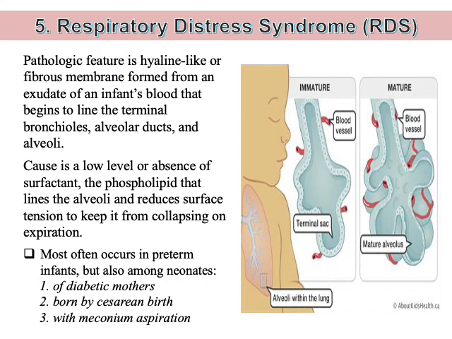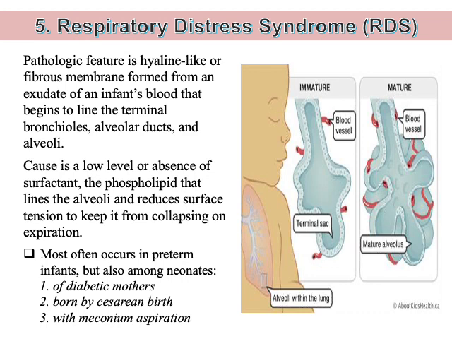Another disorder is respiratory distress syndrome. The pathologic feature of this disease is a hyaline-like or a fibrous membrane that is formed from an exudate of the infant's blood that begins to line the terminal bronchioles, the alveolar ducts, and the alveoli. This so-called membrane is very important because it prevents exchange of CO2 and O2 at the alveolar capillary membrane. Its cause is a low level or absence of the surfactant. It's a phospholipid that lines the alveoli and reduces surface tension to keep it from collapsing, especially during expiration.